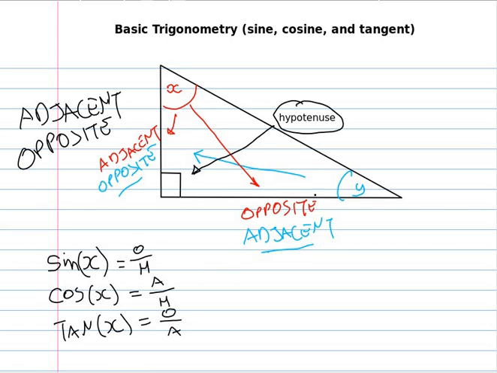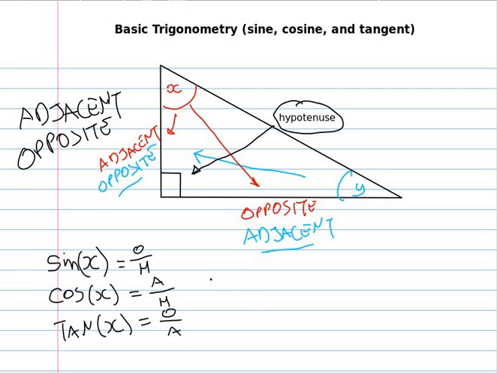And so too for Y. So sine Y would be the opposite, but in this case it would be this opposite over the hypotenuse. Hypotenuse is always the same. Cos Y would be the adjacent, this time this adjacent rather than this adjacent, over the hypotenuse, and tan Y would be the opposite over the adjacent. Okay, so now that sounds like absolute gobbledygook.